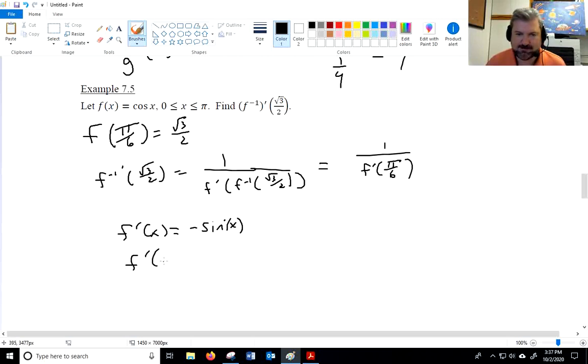So f prime of pi over 6 is what I've got to find now. That's negative sine of pi over 6. The sine of pi over 6 is 1/2. So this is equal to 1 over negative 1/2. And 1 over a fraction just flips it, so it's negative 2.